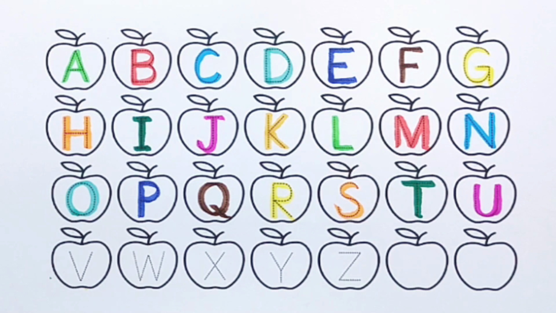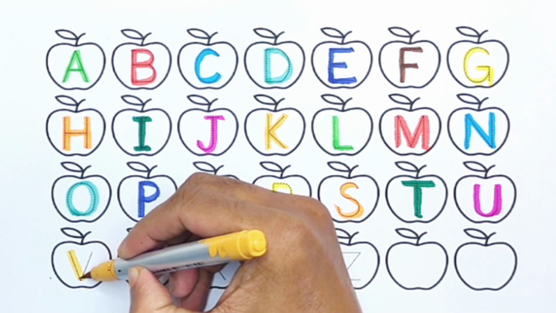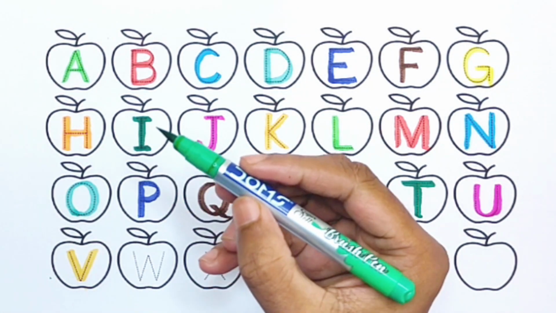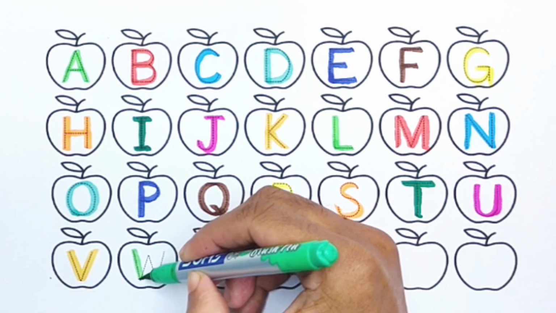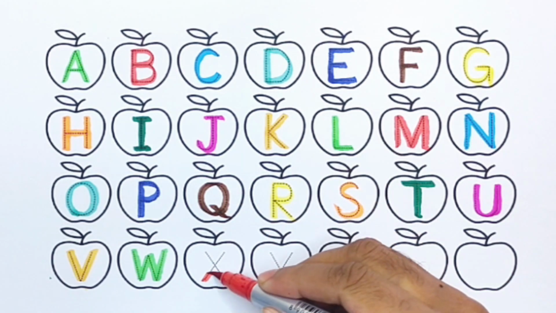U for umbrella, yellow brown color. V for vest, light green color. W for watermelon, red color.